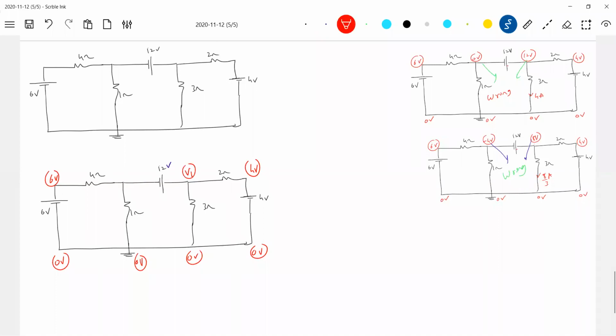Let's not waste time. V1, V2. We don't know these, so they have to be calculated. If we know V1 and V2, then we can get everything. But we know one thing: V1 minus V2 is how much? 12 volt. After this, what to do?